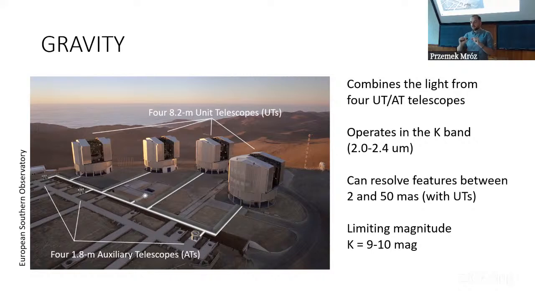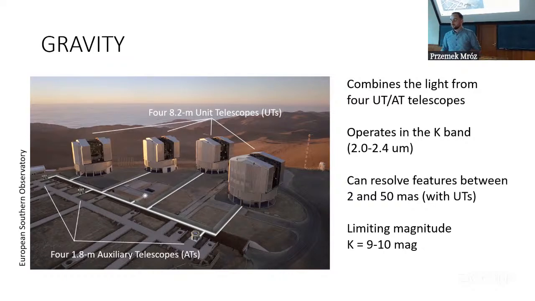And because the separation between telescopes is about 200 meters, we can resolve objects that are really close to each other, like 2 up to 50 milliarcseconds from each other, which is ideal for microlensing, because we expect that separations between the microlensed images should be roughly the same.